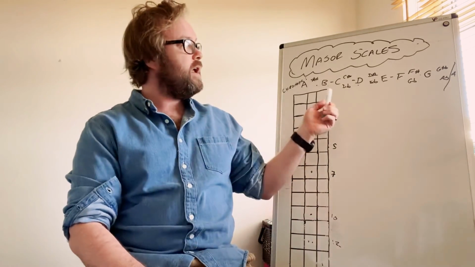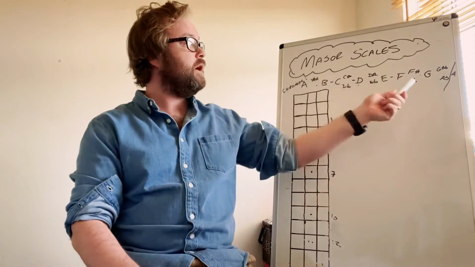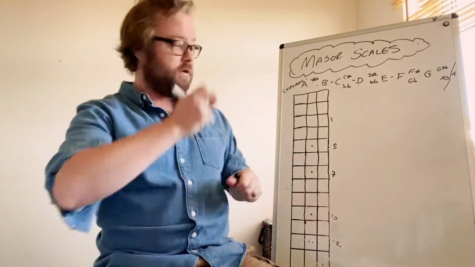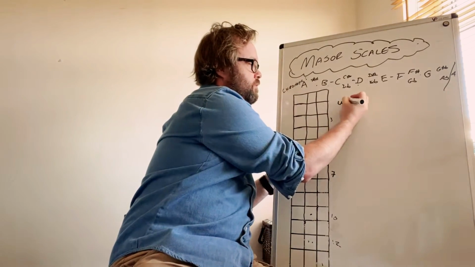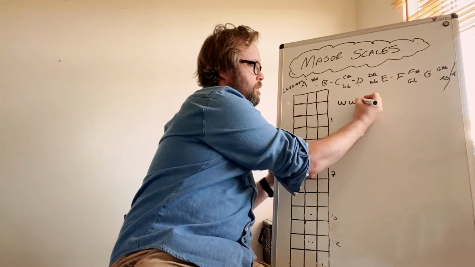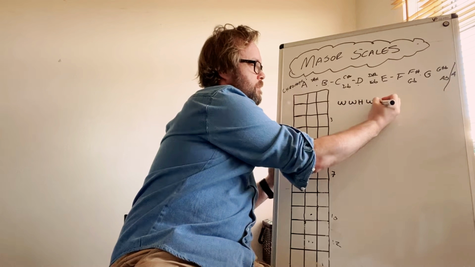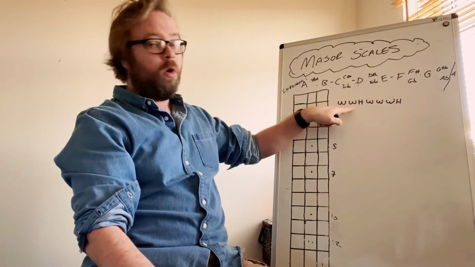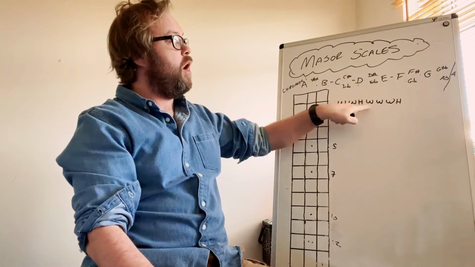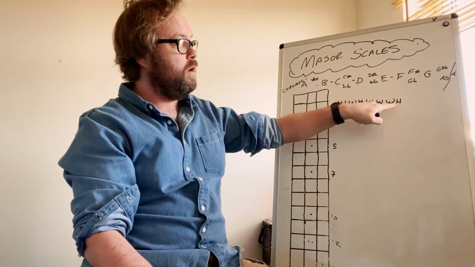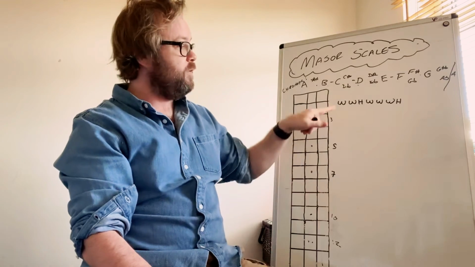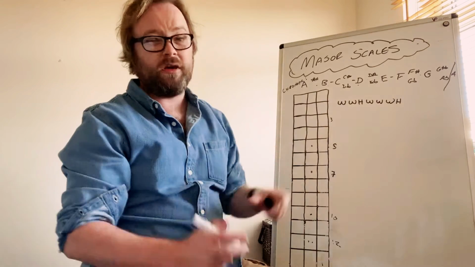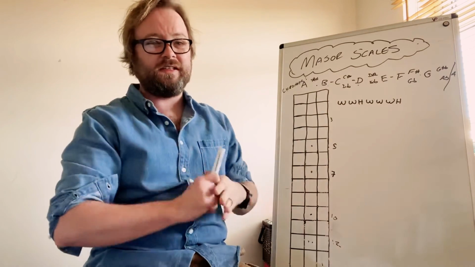And what we do to create any major scale is we apply a formula to the chromatic scale. Okay, and the formula is as follows. Whole, whole, half, whole, whole, whole, half. That can also be thought of as tone, tone, semitone, tone, tone, tone, semitone. I prefer wholes and halves because they're just easier to explain.